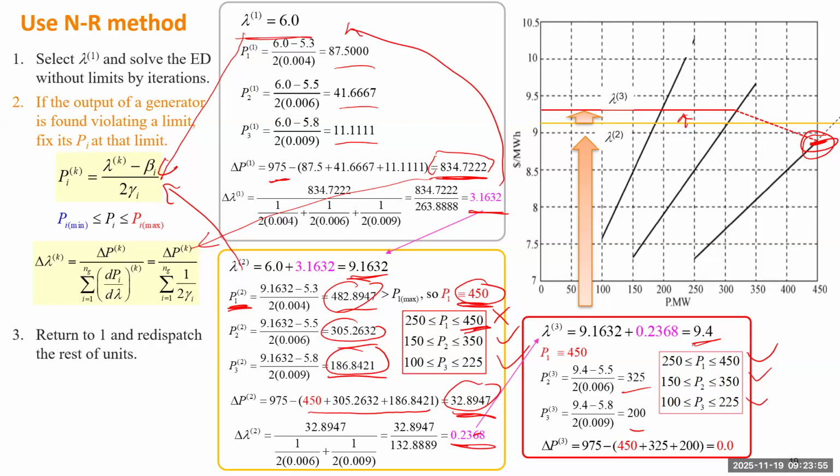The gap will be 0. There's no surprise. So the final answer will be those values, exactly the same as what we got from the previous slides by the Lagrange method. Any questions? This is the process you're going to take to do the homework or even the project, the project 2 problem.